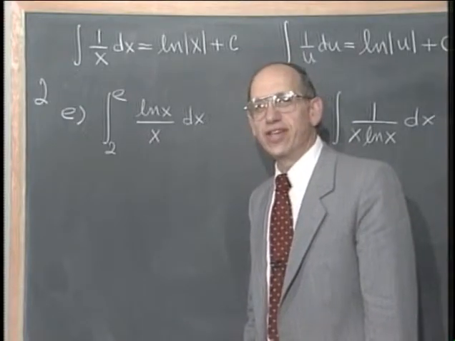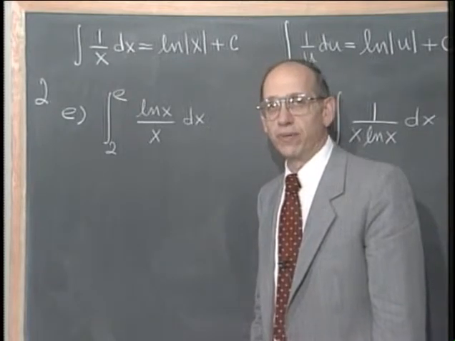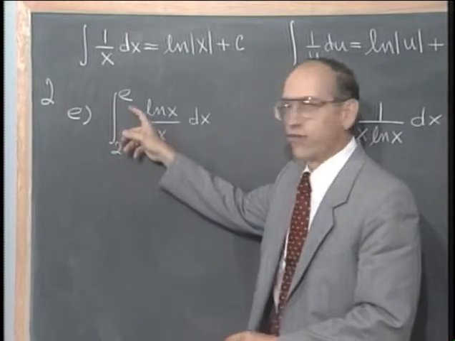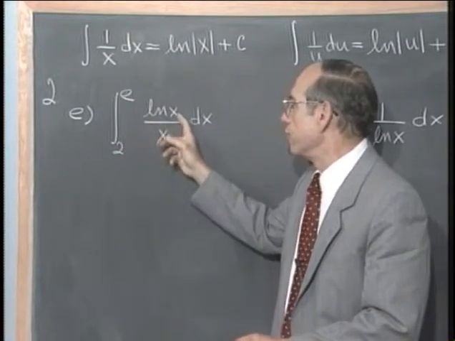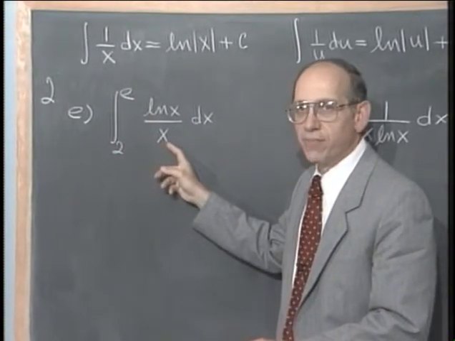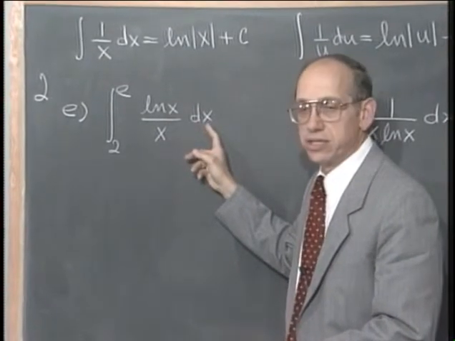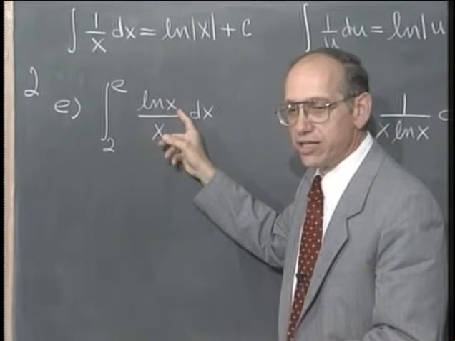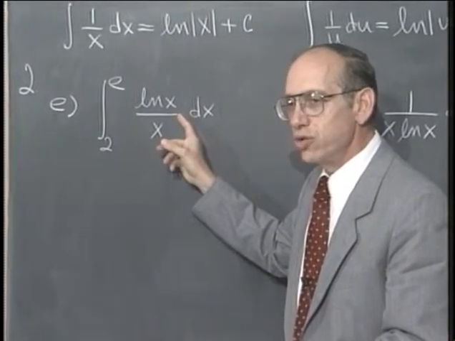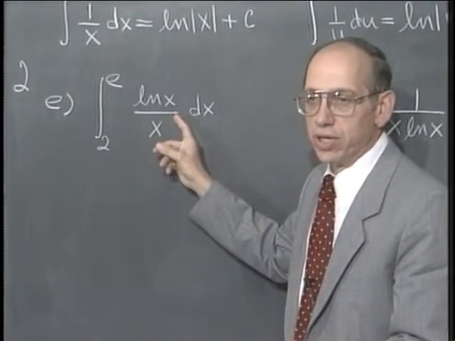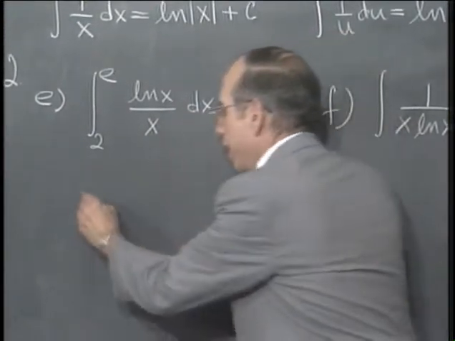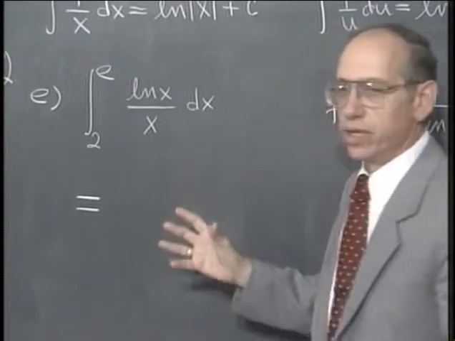2e is a definite integral, and it's a tough one. Let's take a look at it. We have the integral from 2 to e of the log of x divided by x dx. Now, although we have a log of x in here, it's not at all clear what we should call u and what we should call du, because there just isn't an obvious thing to call u.